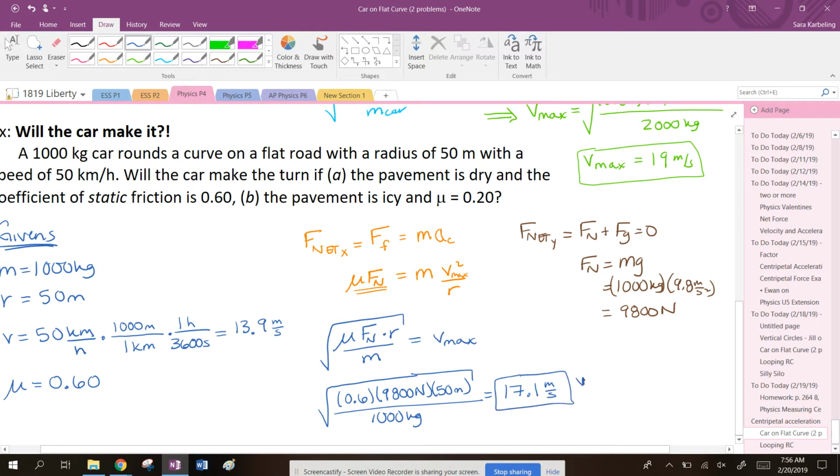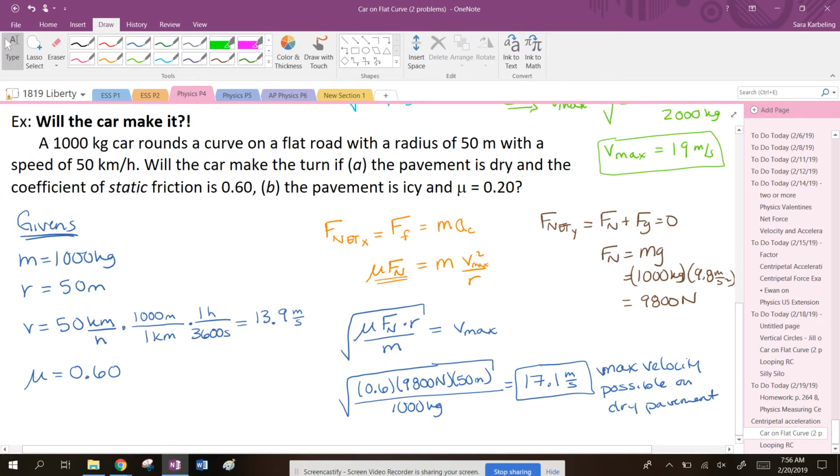So this is the maximum velocity possible on dry pavement. We look back to what the question said, and the question said that it was moving at 50 kilometers per hour, which we figured out was 13.9 meters per second. So the 13.9 is below 17. That means we're safe, right? We're only driving 13.9 meters per second. We can go up to 17.1 meters per second and stay safe. Okay, so that's part A.